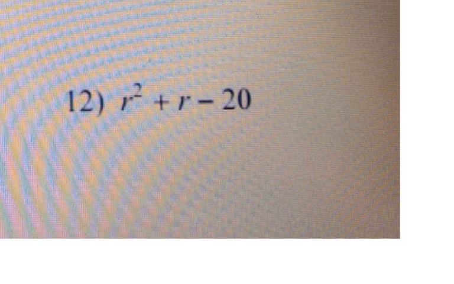Okay. So what about this one right here? Well, again, how do I make r squared? Isn't r squared simply just r times r? R times r is r squared. How do I get a 20? Isn't a 20 normally 4 times 5?